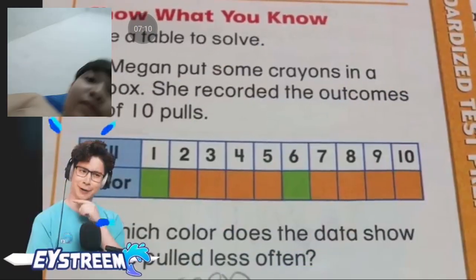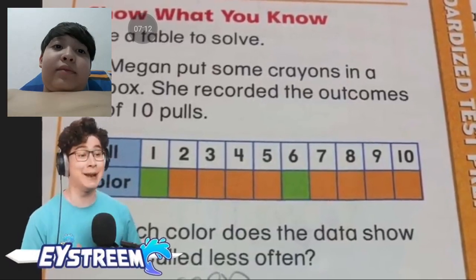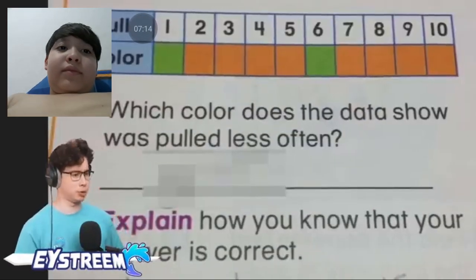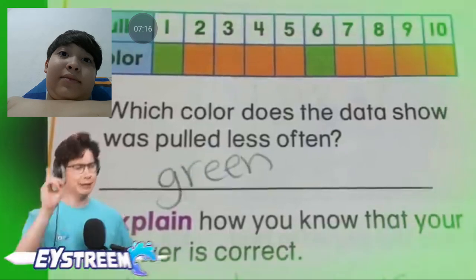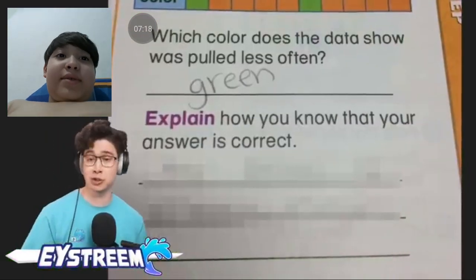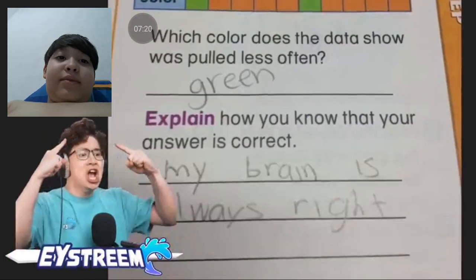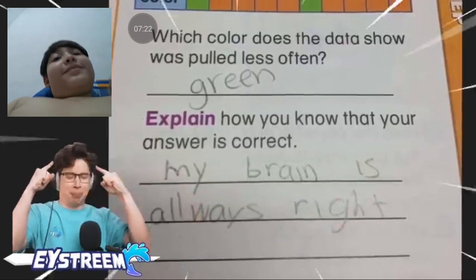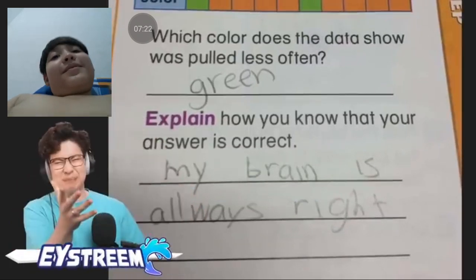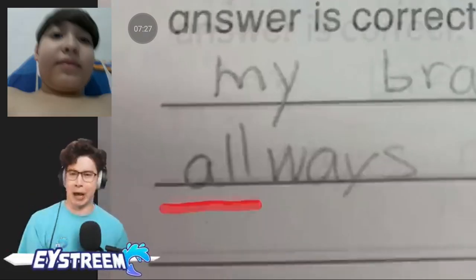Megan put some crayons in a box. She recorded the outcomes of 10 pulls. Which color does the data show was pulled less often? Green. Explain how you know that your answer is correct. My brain is always right. Except when it comes to spelling. True, it seems. Skull emoji.